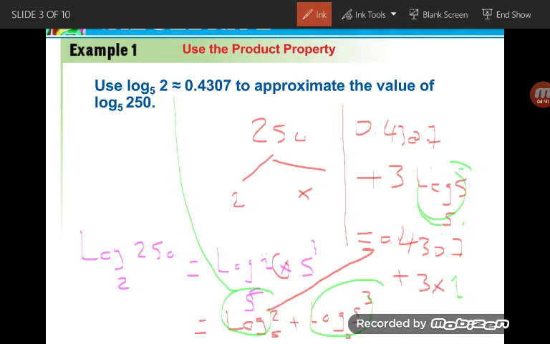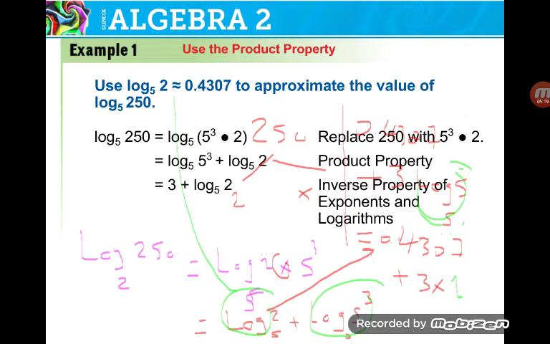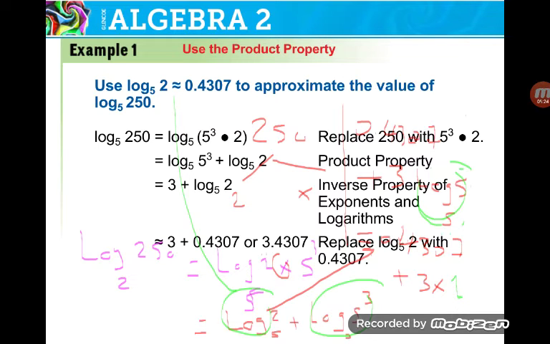Okay, you can see the solution of this example in the PowerPoint. Log 250 for base 5 is equal to log of 5 to the power of 3 times 2 for base 5, and so on, like I explained. So it will be equal to 3 plus log 2 base 5, which is 3 plus 0.4307. Finally, it will be 3.4307. Okay, let's move to the next example.